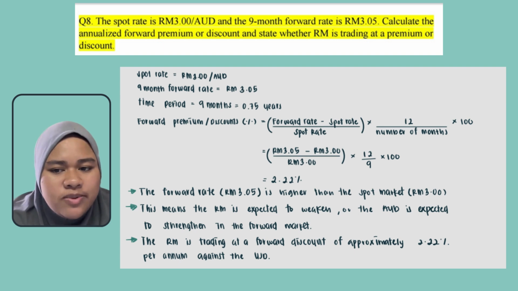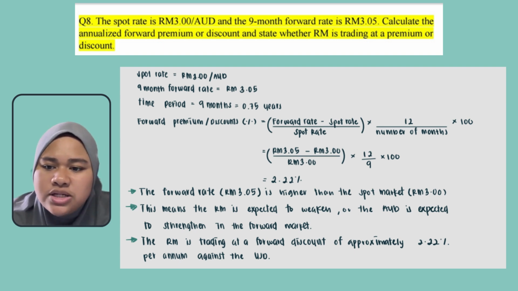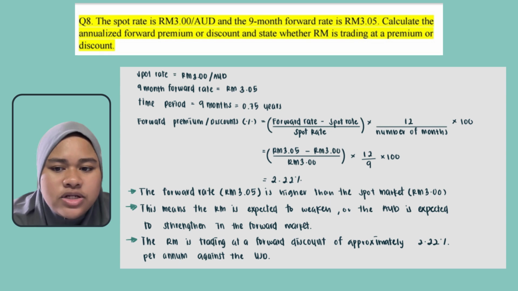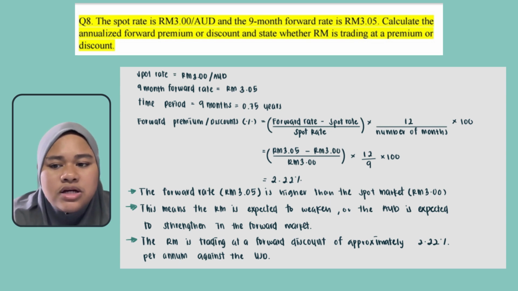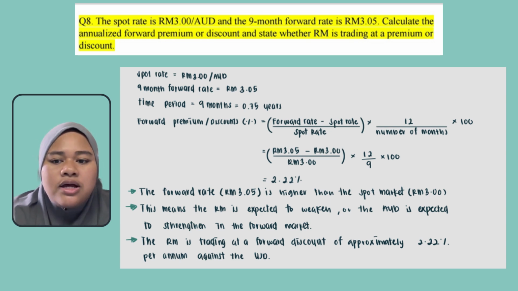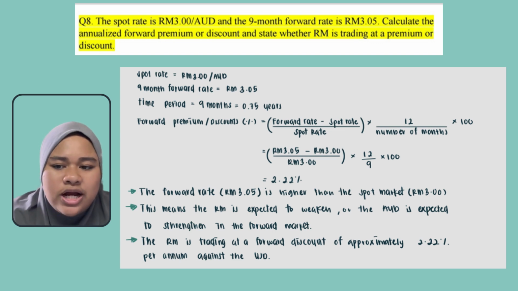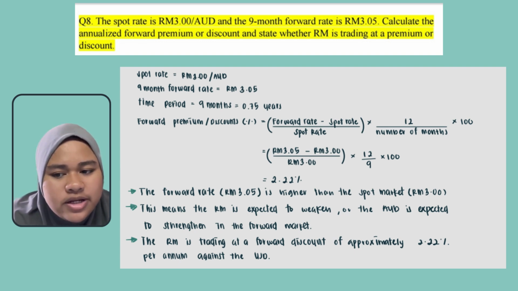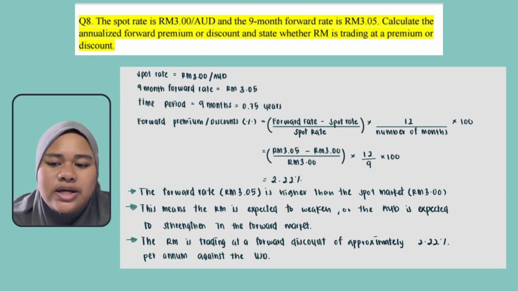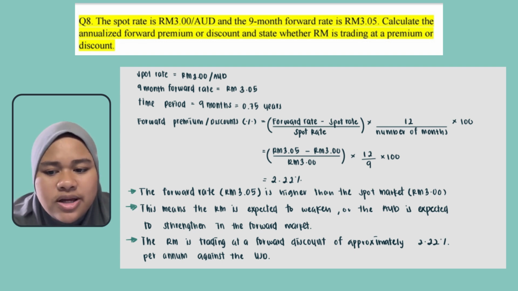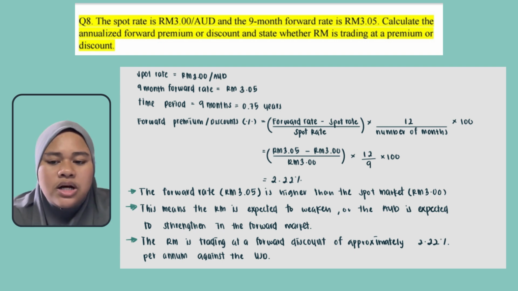I need to explain how to calculate the annualized forward premium or discount for the Malaysian ringgit against the Australian dollar, and also determine whether the RM is trading at a premium or a discount. So the given information is: spot rate equal to 3 ringgit per 1 AU dollar, and the 9-month forward rate is 3 ringgit 5 cents per 1 Australian dollar.